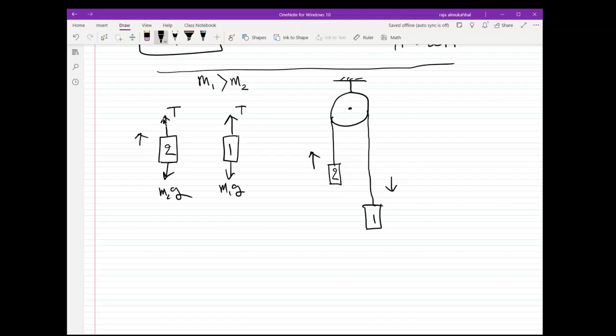I didn't need to write T2 and T1 because the T's are equal. Get that? T1 equals T2, I'm just going to call it T. Get that? All right, now get the equation.